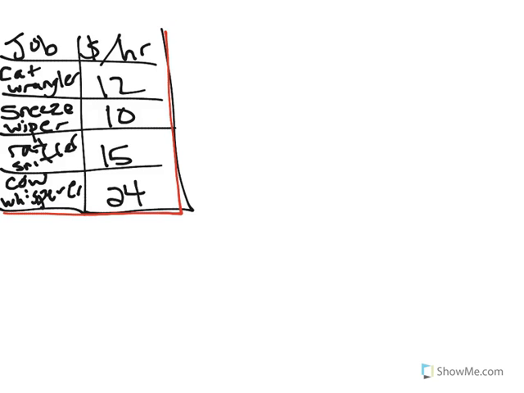So the different jobs we're going to look at is a cat wrangler, they make $12 an hour. A sneeze wiper makes $10 an hour. A rat sniffer makes $15 an hour, and a cow whisperer makes $24 an hour. So if we want to make a chart out of this that makes it easier to see, I'm going to show you how to do that.